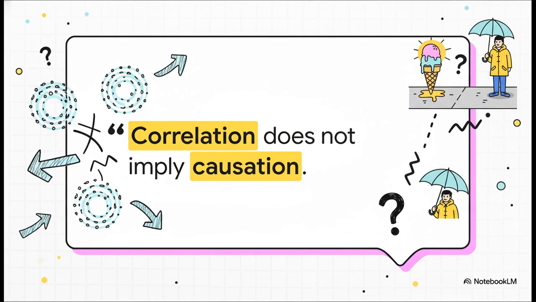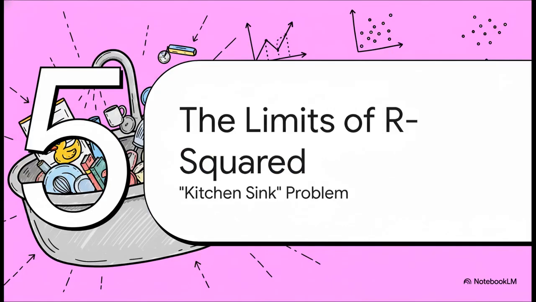It all comes down to this one critical phrase. If you remember one thing from this, make it this. Correlation does not imply causation. All right, we're almost there, but there's one last, really important detail we need to talk about. Because as powerful as R² is, it has this tricky little flaw. It's a problem that statisticians sometimes call the kitchen sink problem.